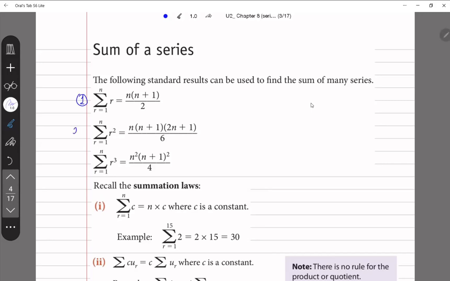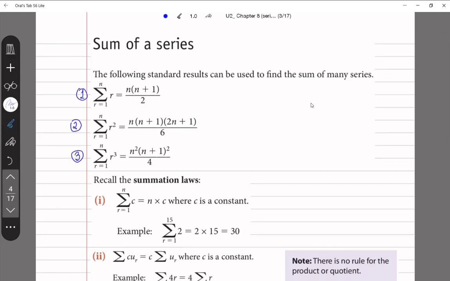Number two, the sum of the square of the first n counted numbers is equal to n into n plus 1 into 2n plus 1 over 6. And the sum of the cube of the first n counted numbers is equal to n squared into n plus 1 squared divided by 4. Now, 3 would be easy to remember because literally 3 is just the square of 1.